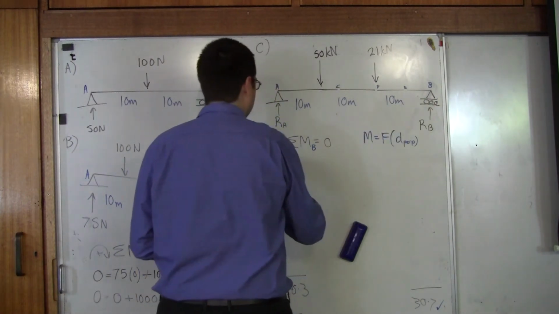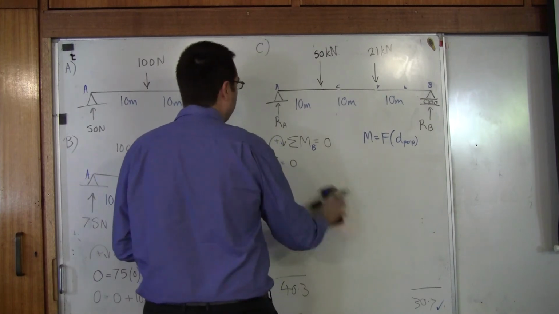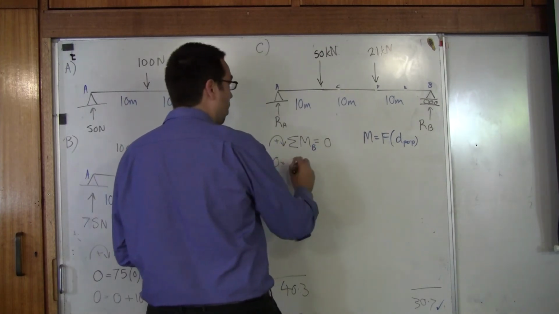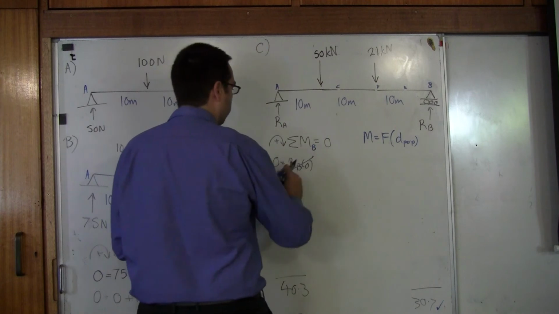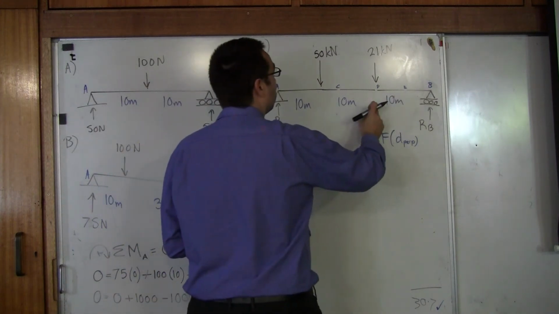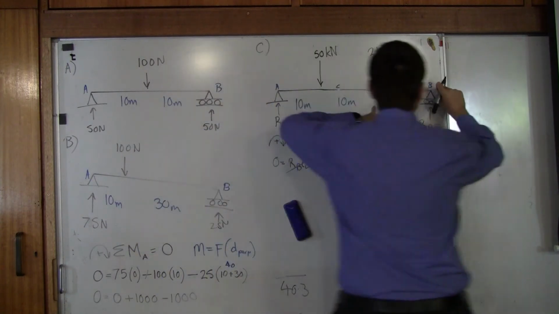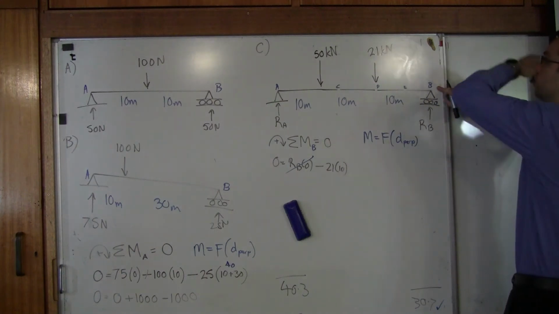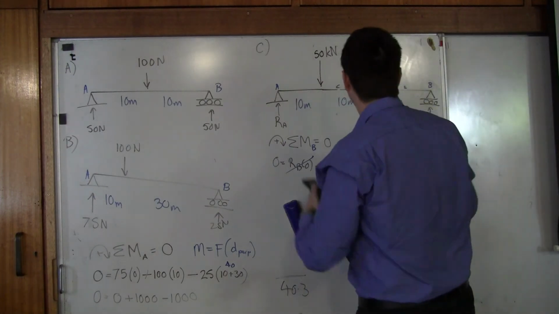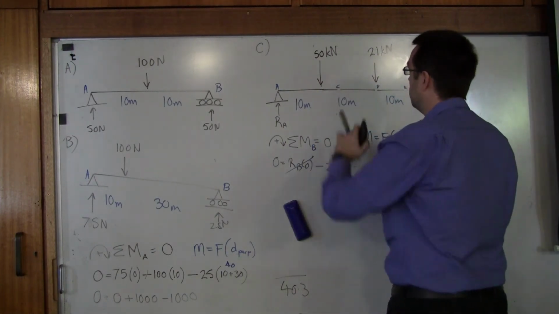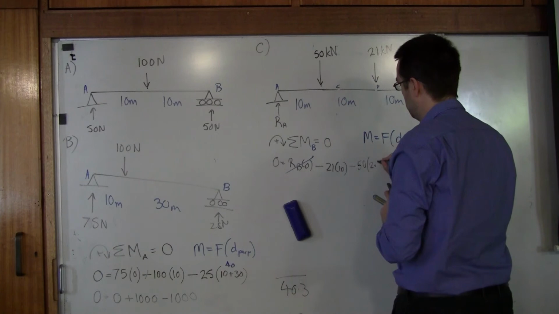Okay, so measuring from B. We've got 0 equals RB times 0, which is 0, so we don't even need to write that. You know what, I'll write it just this once. Then working back, we've got minus 21 times 10. Is it clockwise or anti-clockwise? Well, if we put our pin on B and turn it, it goes anti-clockwise. So we're going to leave that as a minus sign. The next one is minus 50, and its distance was 2 times 10.